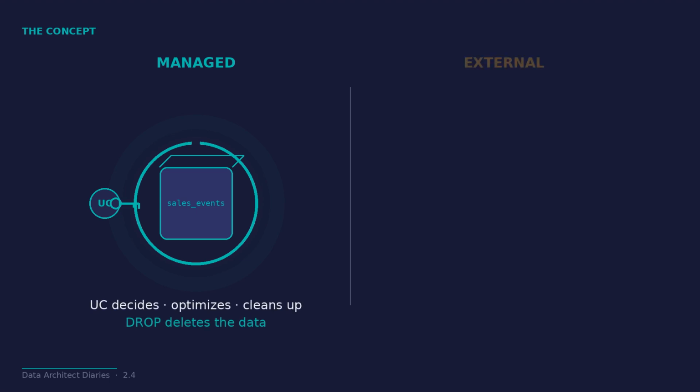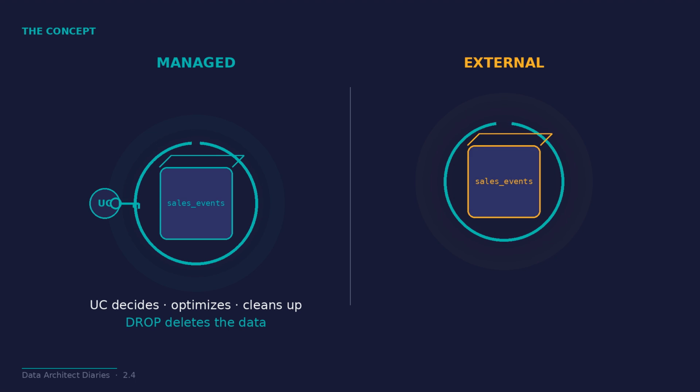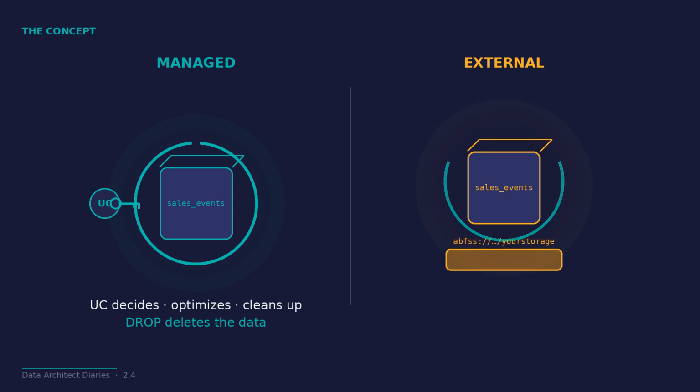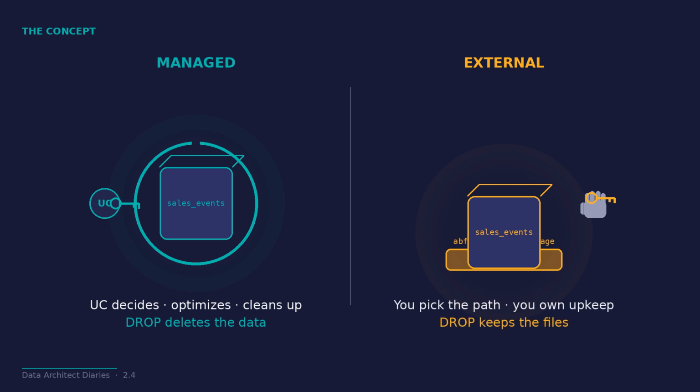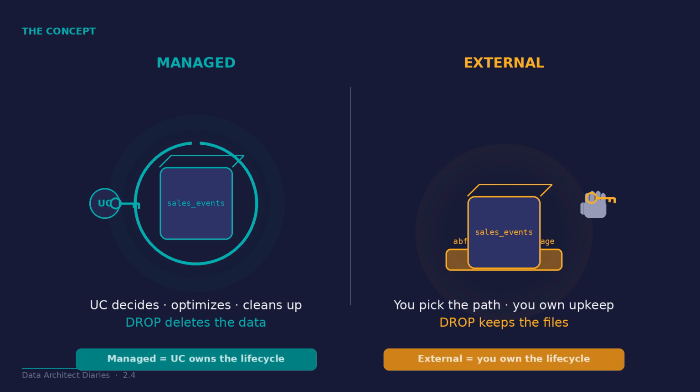If it's an external table, you pick the storage location, some path in your own ADLS or S3 account, and you own those files forever. Unity Catalog just grants access to them. It's a tenant, not the landlord. So that is the whole idea. Everything else, drop behavior, formats, cost, performance, flows from this one ownership question. So keep sales_events in your head, because we are about to watch it live, both ways.